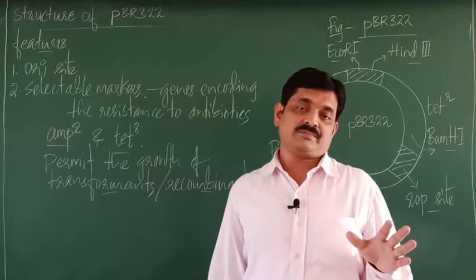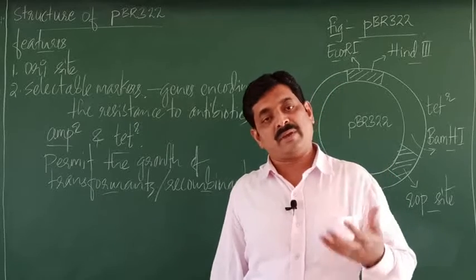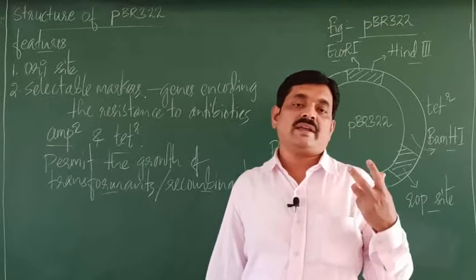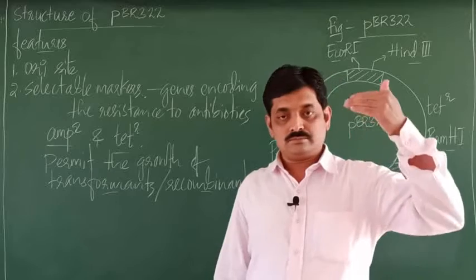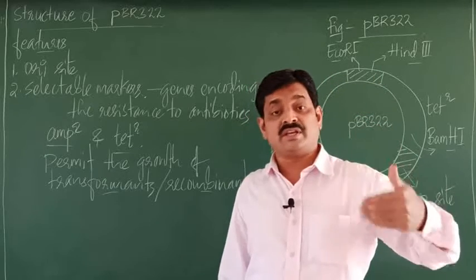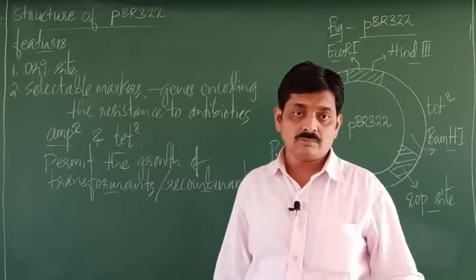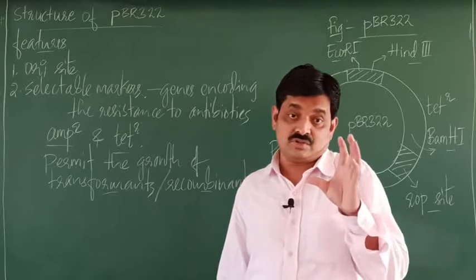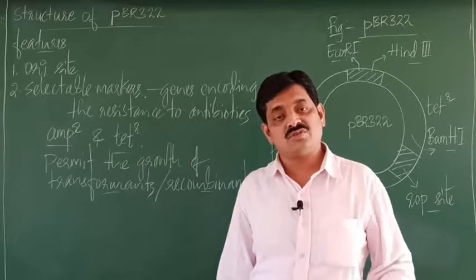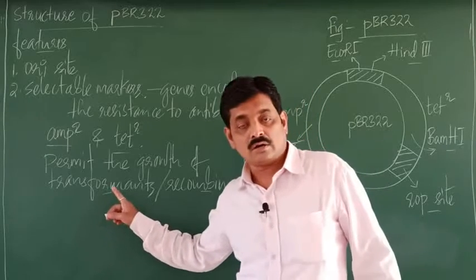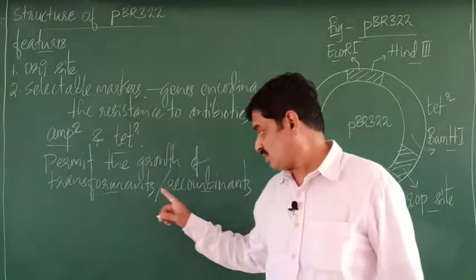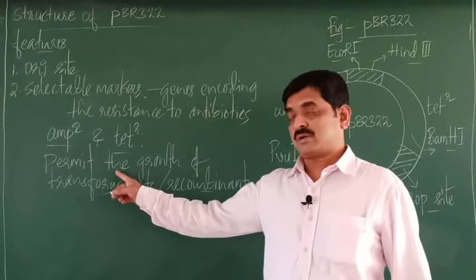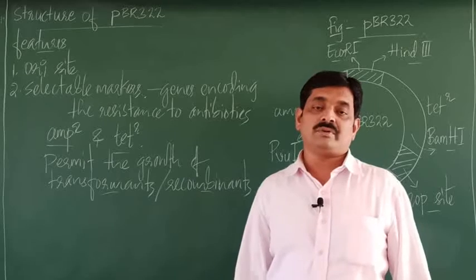Understood this? So when a foreign gene, meaning a desired gene or a selected gene or a gene of interest, is introduced into the E. coli cell with the help of a plasmid, then such E. coli cells which have a foreign gene are called transformants, right, or recombinants. So selectable markers permit the growth of transformants.